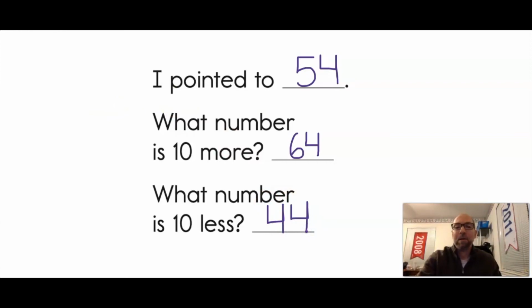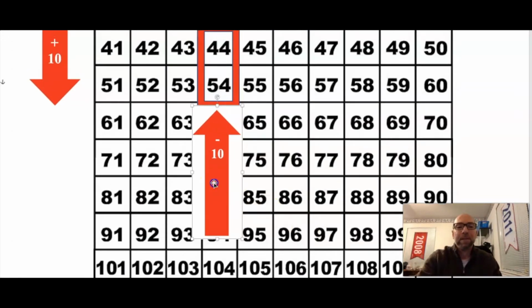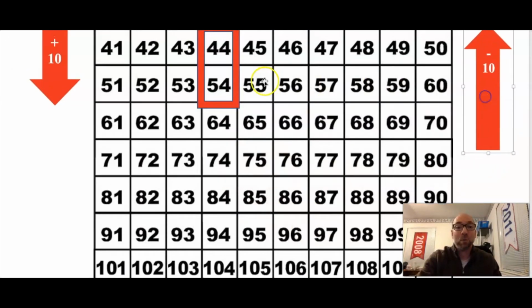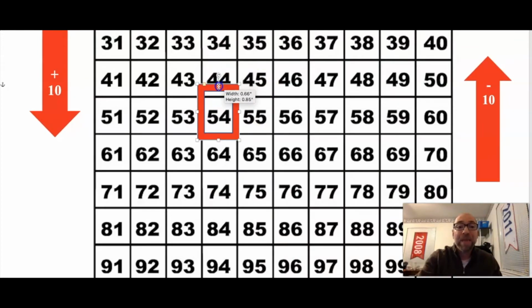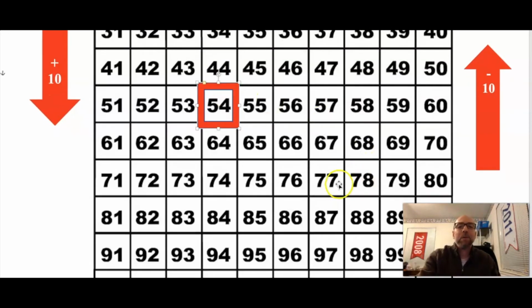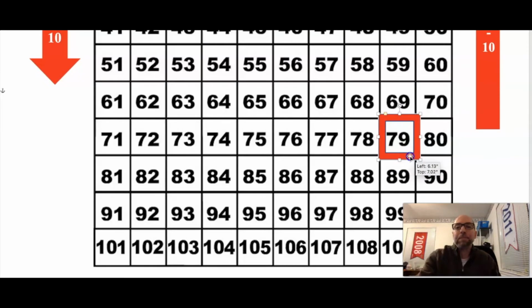Awesome job. All right, let's try another one. Let's see if you can do this one. You're going to circle the number that Mr. Enzi points to, and then you're going to tell me the number that is 10 more and 10 less. Here we go. All right, I'm going to move my little mouse. Where am I going to? Right here. Oh, look at that number. 79. Can you find the number that is 10 more and 10 less?